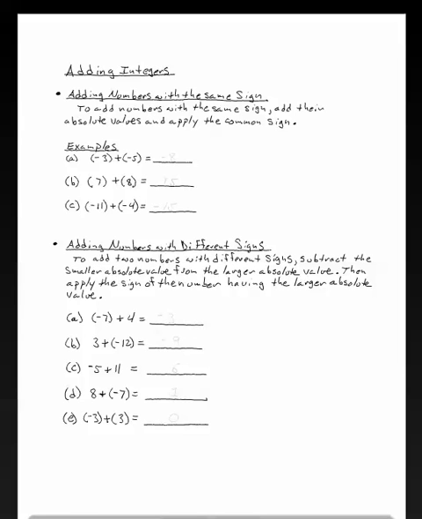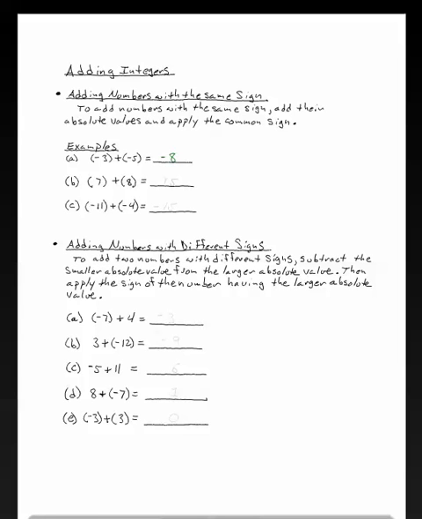So if we look at example A, it says -3 plus -5. Well, they're both negative, so they're the same sign. So 3 plus 5 is 8. And since both of our numbers are negative, our answer is negative.